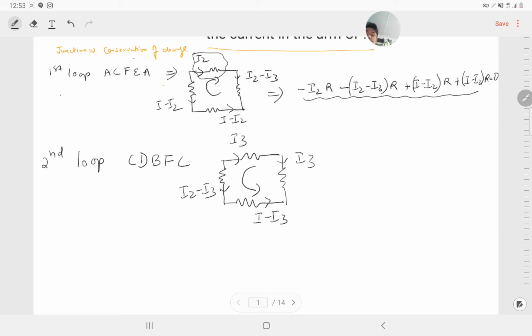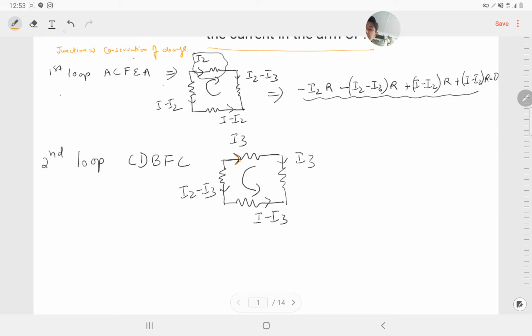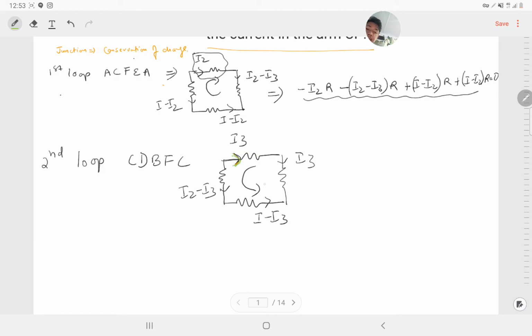Let's take anti-clockwise. Okay, so for current in this direction, the direction is this way. This is the direction of the current and this is the direction of the loop, which is anti-clockwise. So these two are opposite directions, so we're going to get plus I3R. Similarly for this direction, I3 and the loop direction is opposite, plus I3R. So these two portions are done.